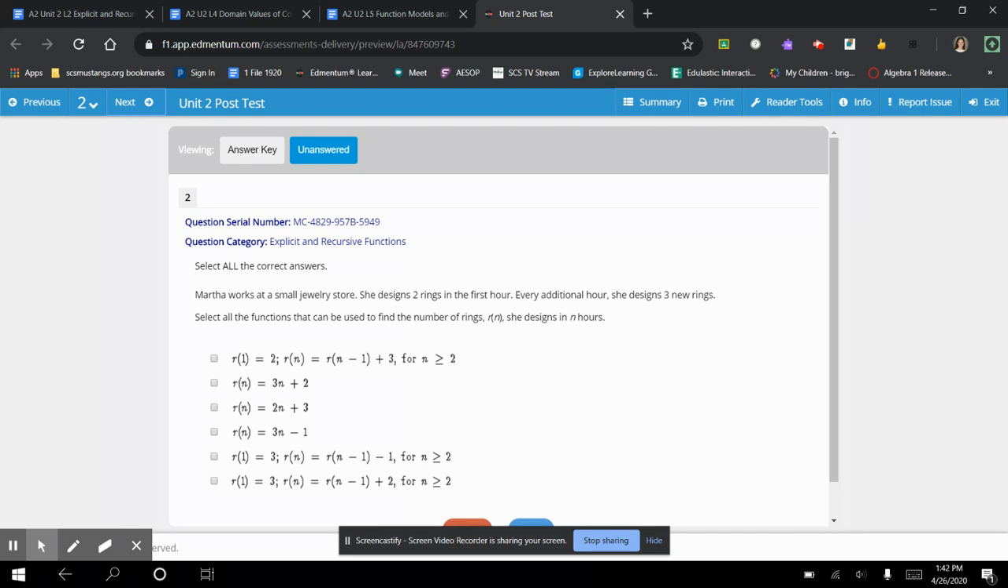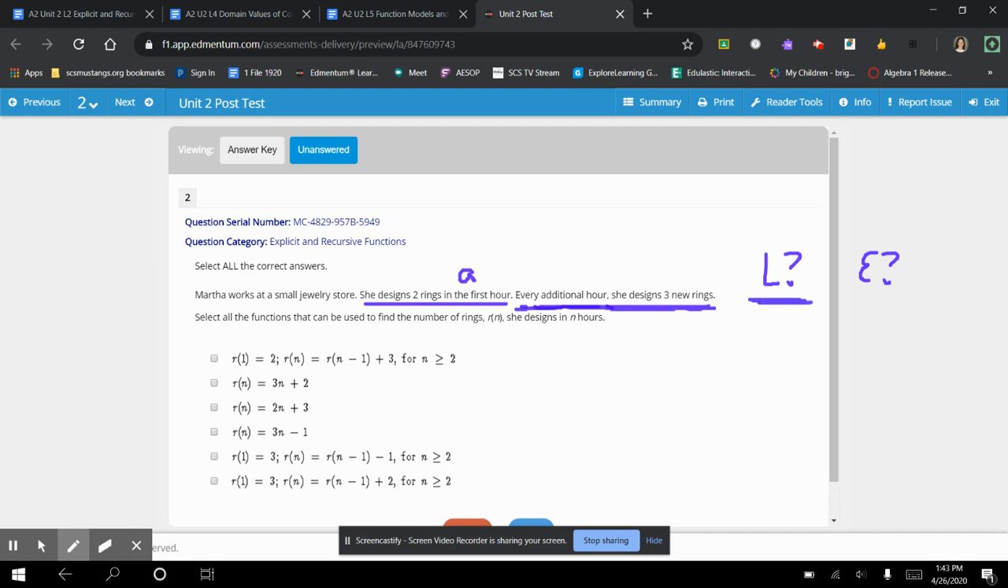Is what she is doing going to be based on a linear function, or is it going to be exponential? With this one, you're going to use context clues from what's going on in the problem. She designs 2 rings the first hour, and that will give us our a value. And then every additional hour, she designs 3 new rings. So no matter what hour it is, she's got 3 new rings. It doesn't increase or decrease based on how far along she's going. She doesn't get tired and make less. No matter what she's doing, she's always making 3. So that's going to be a linear function.